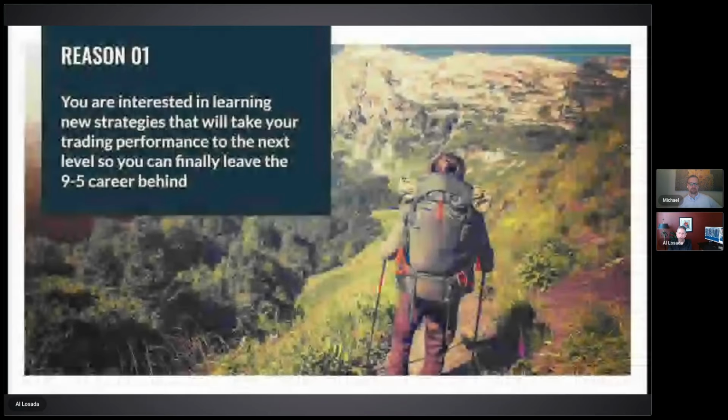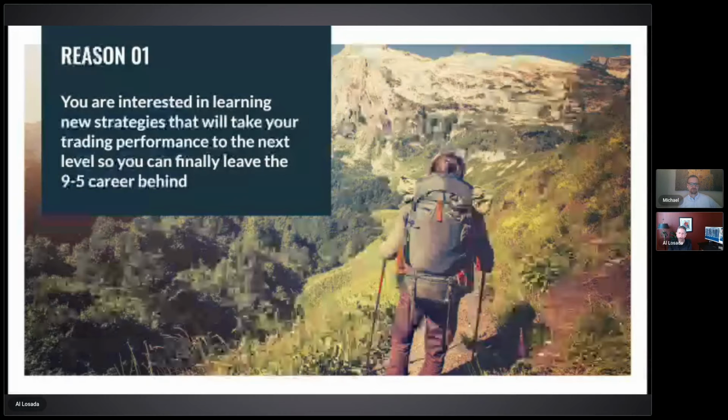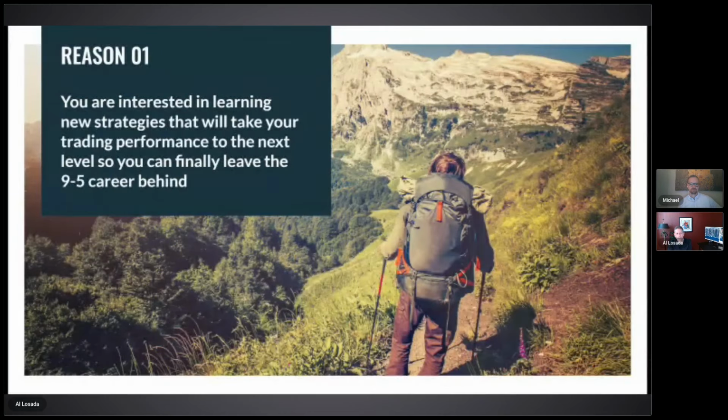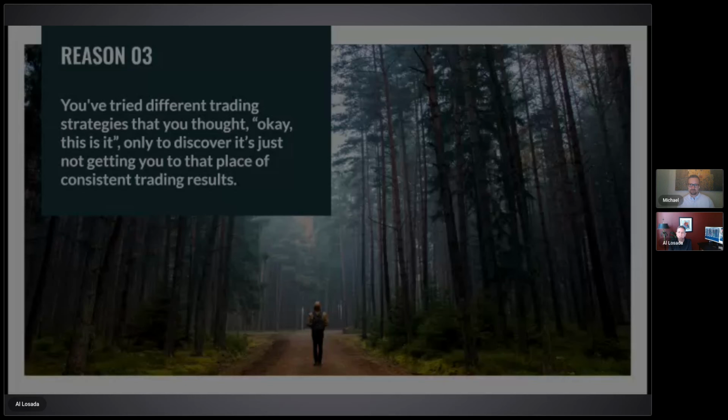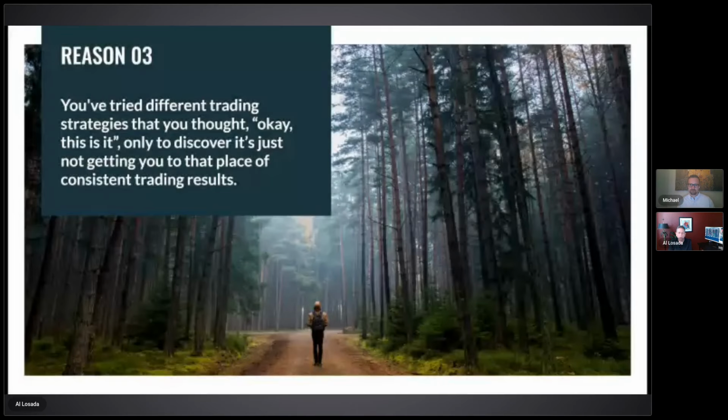So reason number one, you're interested in learning new strategies that'll take your trading performance to the next level, so that you can finally leave that 9-to-5 career behind. Number two, you've seen, heard about, read about others making money trading, and you know that you can do it too. You're just not seeing your account grow fast enough based on your goals. And number three, you've tried different trading strategies that you thought, okay, this is it, only to discover that it's just not getting to the place where you're getting consistent results.